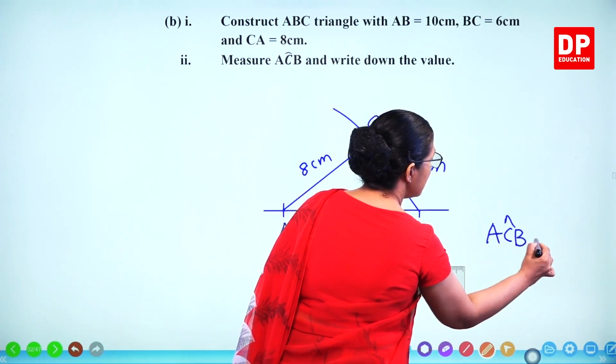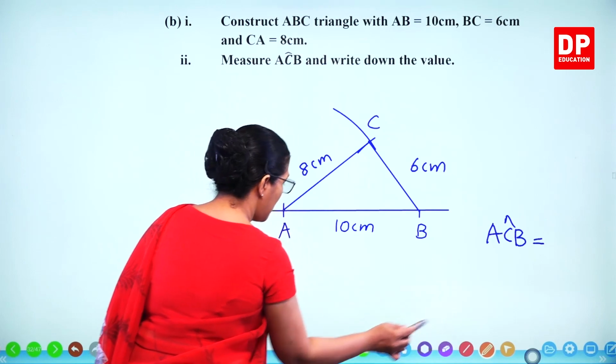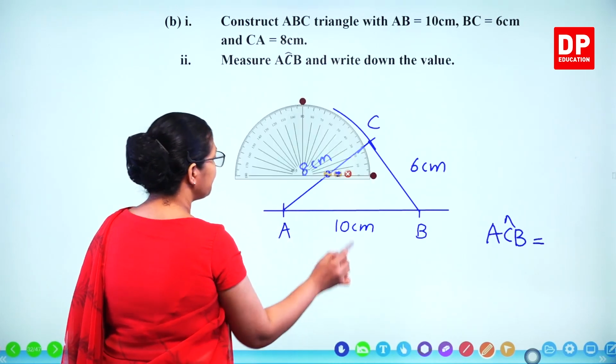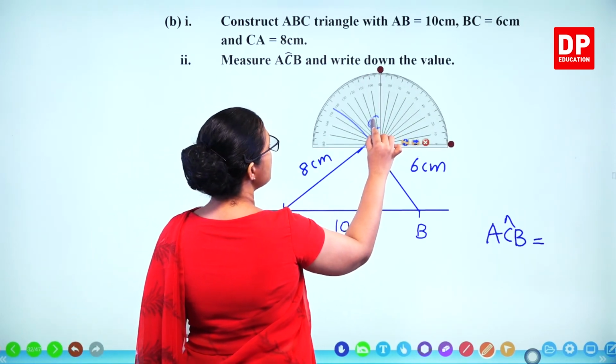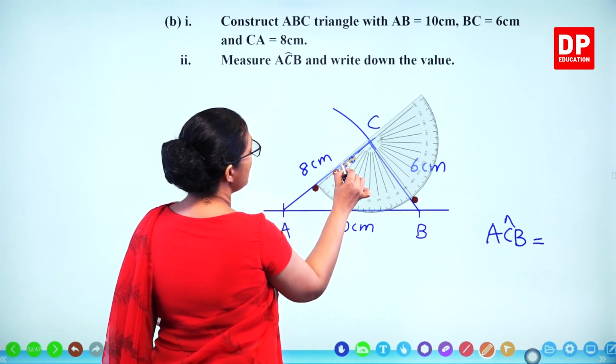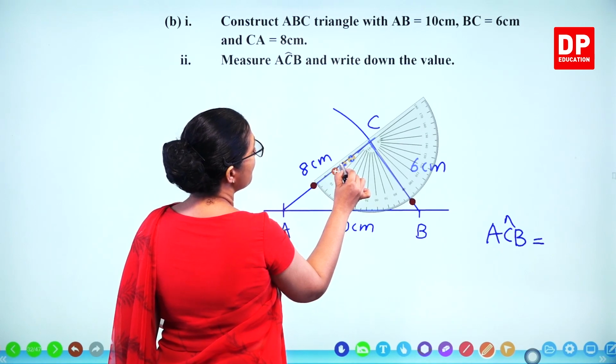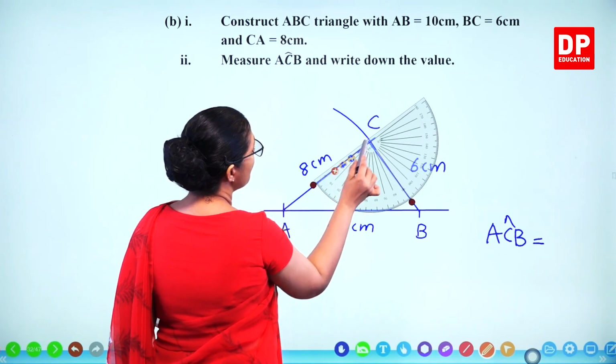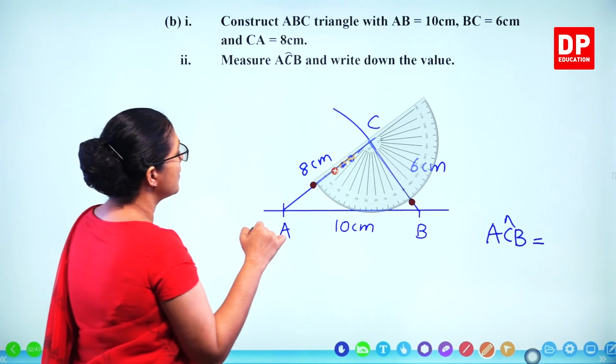Measure ACB and write down the value. Angle ACB. We have to take the protractor. We'll measure this angle. So you have to keep it this way. So 90 degrees.